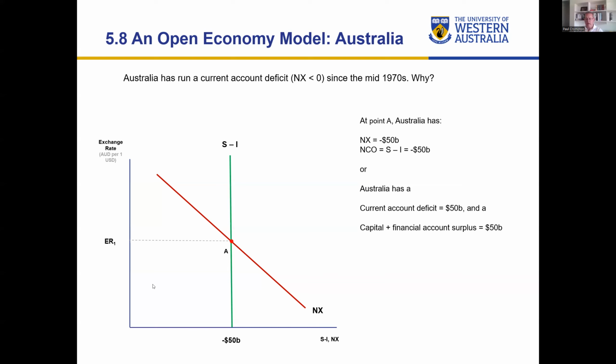So we've got this diagram here, and what I'm going to assume is that when Australia runs a current account deficit, it also is in a situation where net exports are less than zero. That is, if it's running a current account deficit, it's also running a trade deficit. Now, strictly speaking, that's not true.